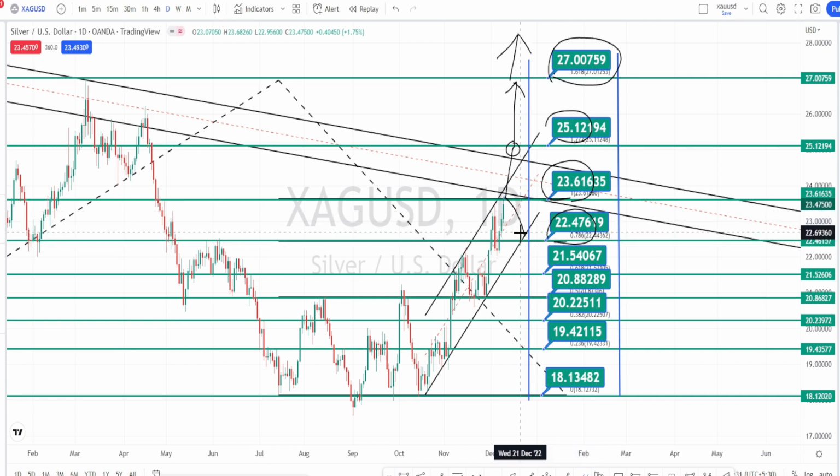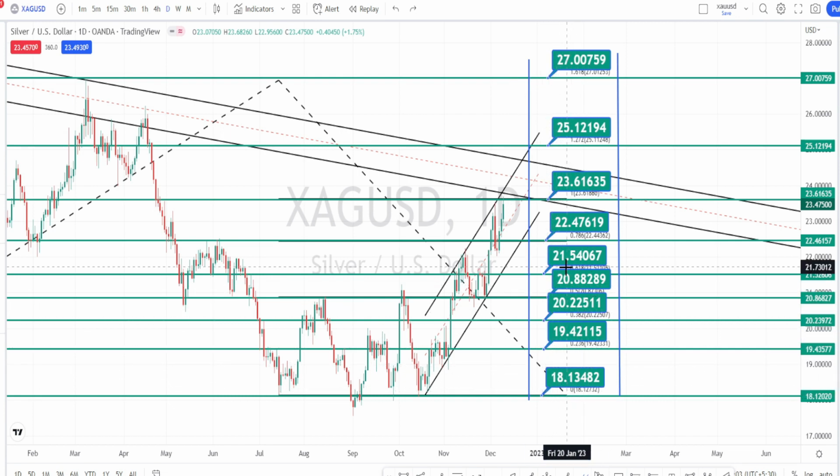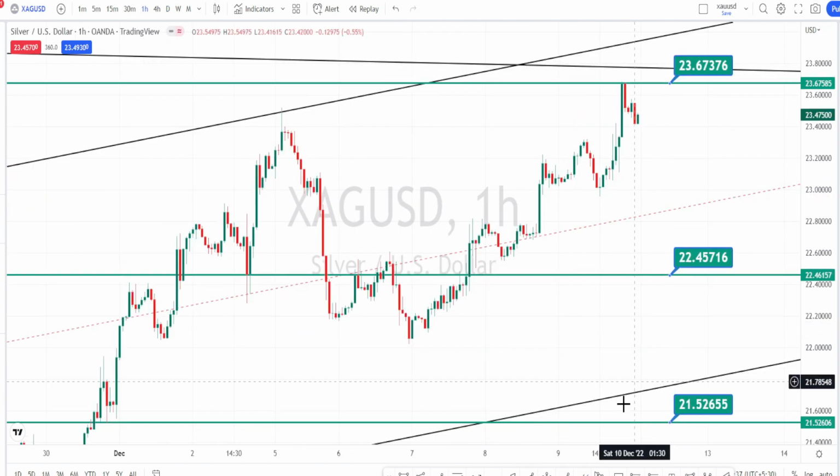And if the price action breaks this support level of 22.47, next level of support is going to be around 21.54, 20.88, 20.22, 19.42, 18.30. Let us look at the price action in hourly time frame. I am in hourly time frame now.